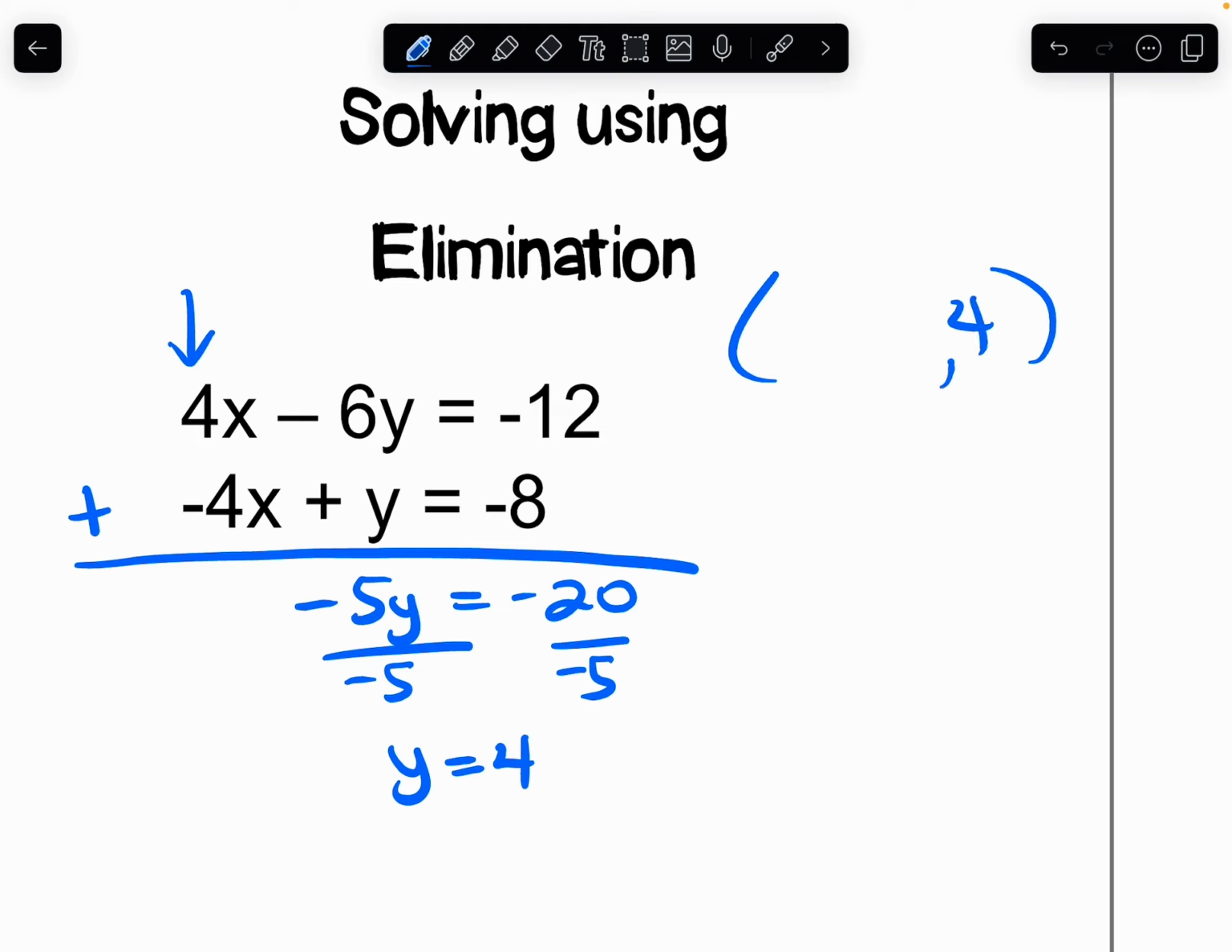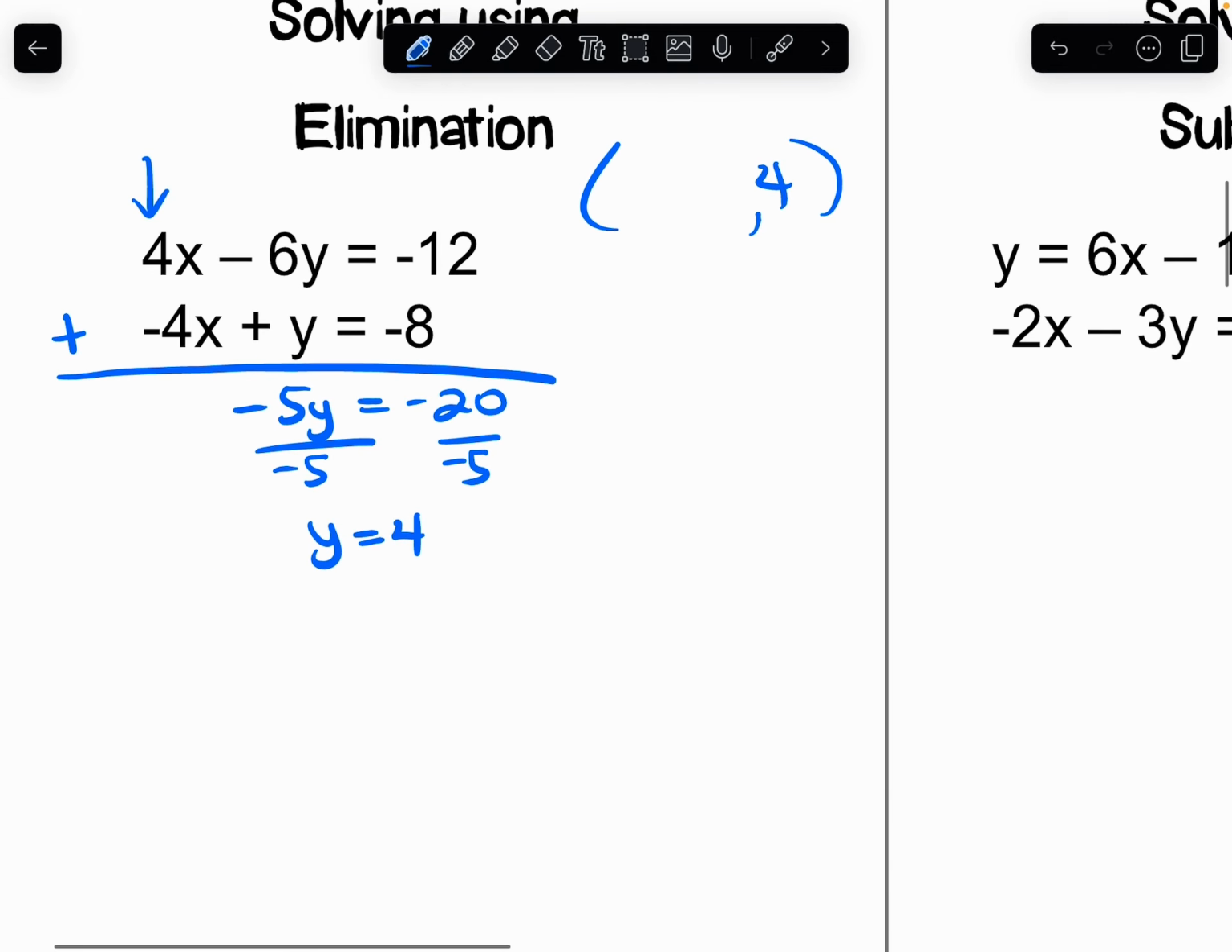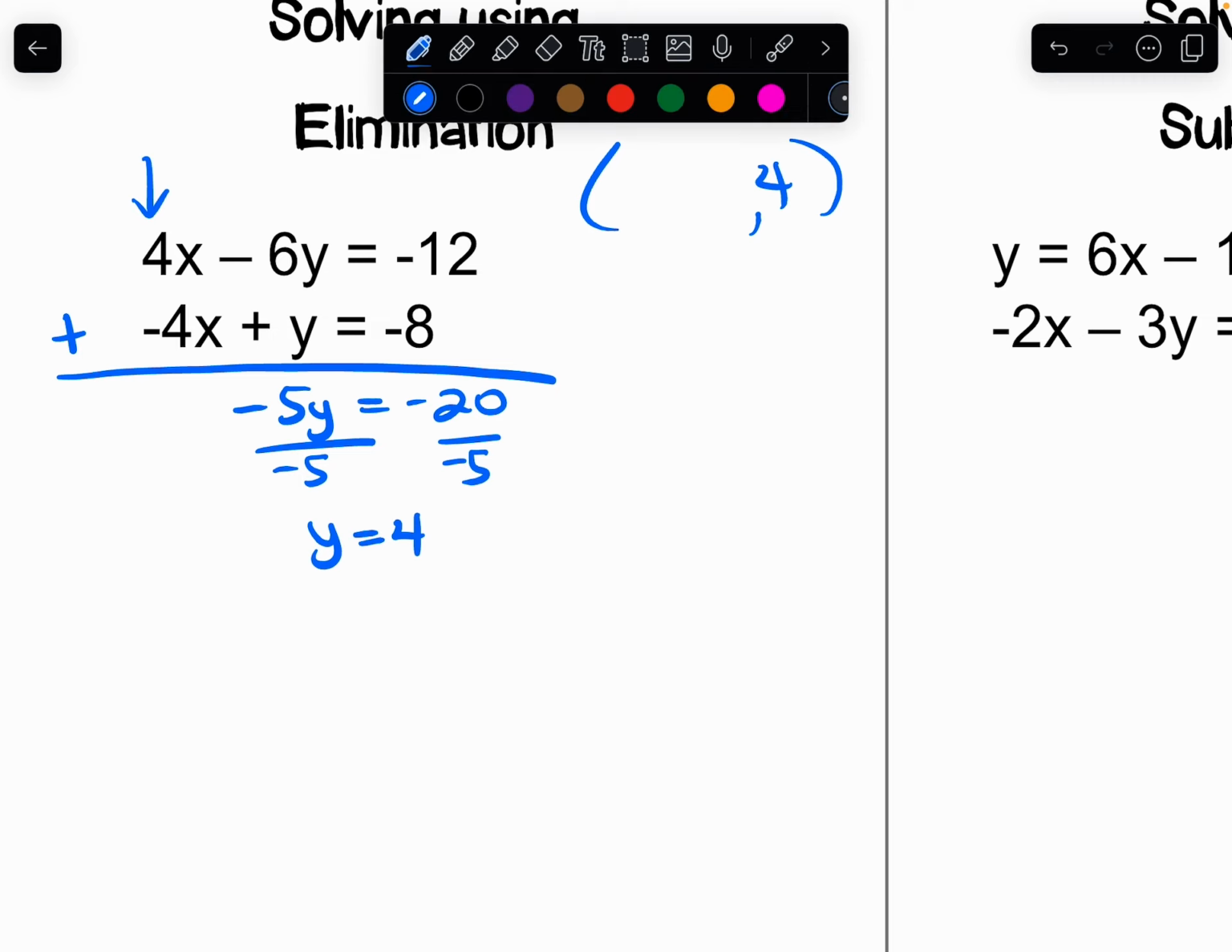Now I need to plug that back in. Which equation do I want to plug it into? It doesn't matter. I'm actually going to go ahead and pick the second equation, negative 4x plus y equals negative 8. So I'm going to replace the y with 4.